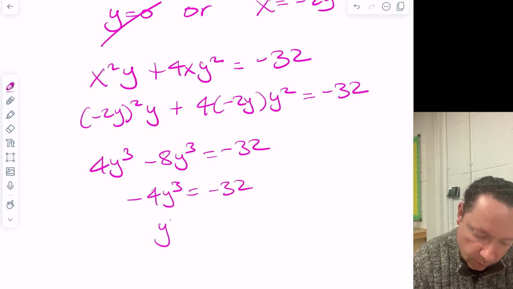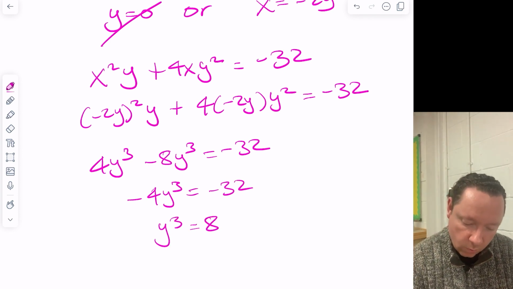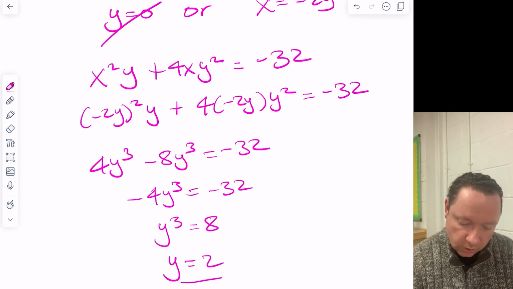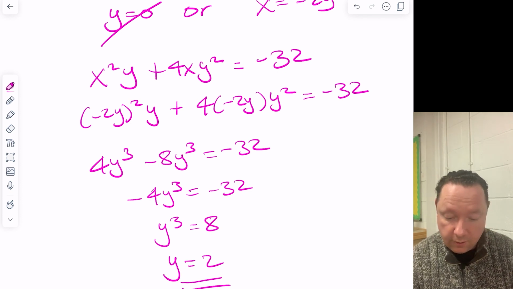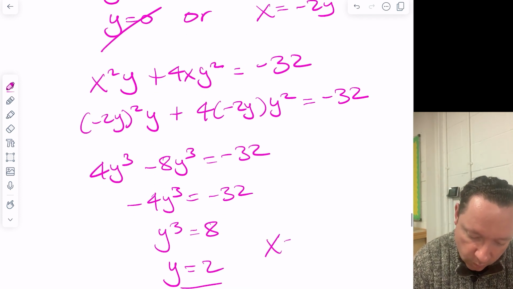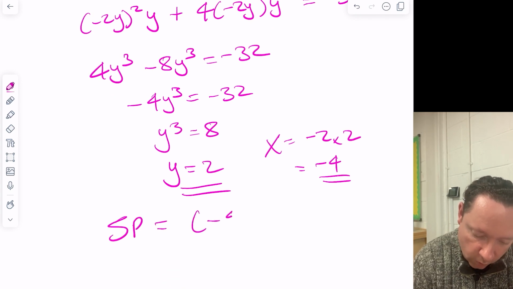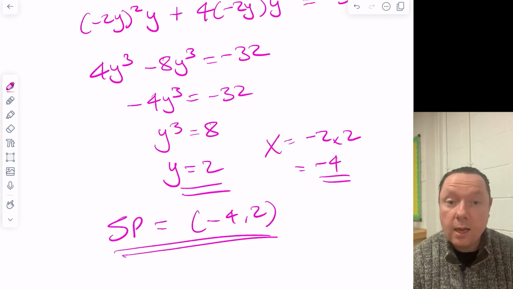So y cubed is minus 32 over minus 4. 4 8s is 32. So y must be 2, because 2 times 2 times 2 is 8. If y is 2, then x equals minus 2 times 2, which is minus 4. So the stationary point is minus 4, 2. And we're done there.